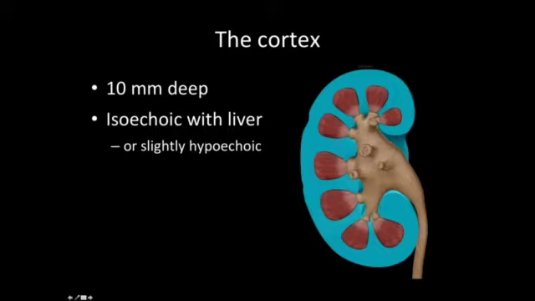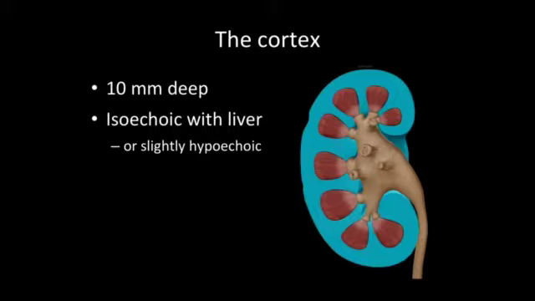The color of the cortex, it's usually isoechoic, so the same level of greyness as the liver, or slightly hypoechoic relative to it. So about the same level of greyness as the liver. If the liver is brighter with fat in it, then the cortex of the kidney appears blacker, but that's usually because the liver has got fatty infiltration, and that's where the pathology is. If the cortex of the kidney is brighter than the liver, then it's likely that the kidney's got disease.